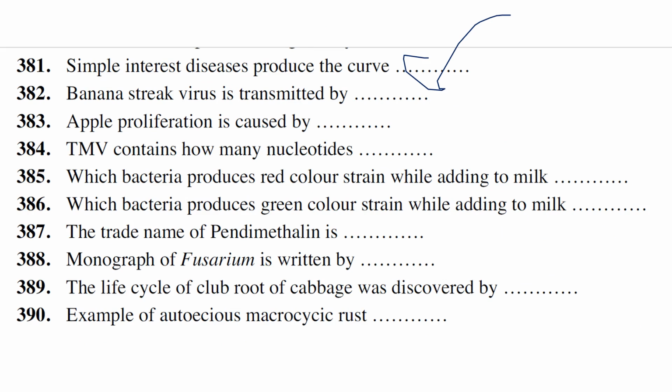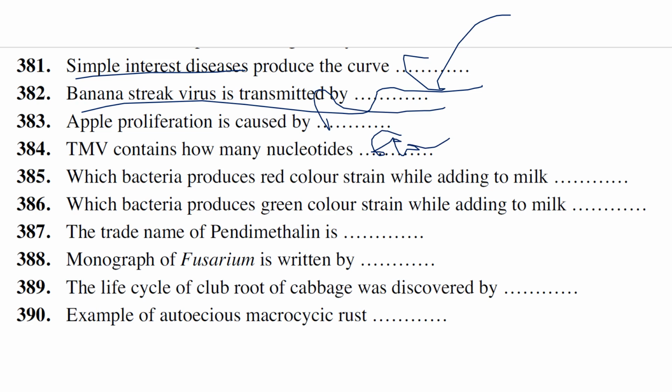Banana streak virus and the cocoa swollen shoot virus are both transmitted by mealybugs, Pseudococcus njalensis. Apple proliferation is caused by Phytoplasma. TMV contains how many nucleotides? Generally, TMV contains 6400 nucleotides.